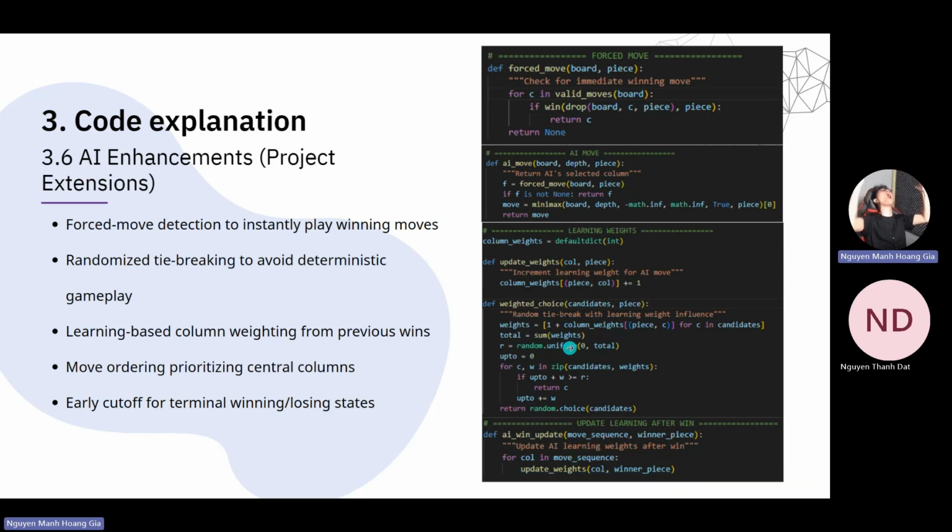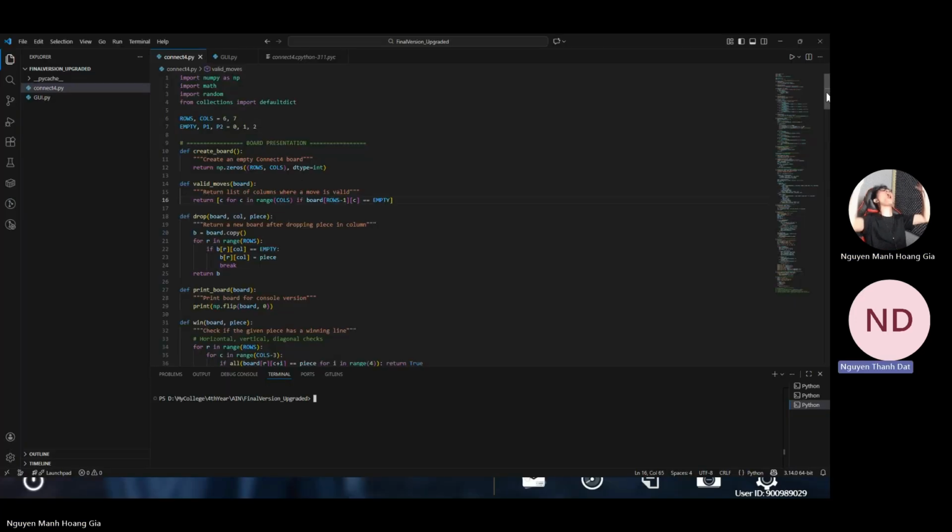So that's all for the code explanation part. Now let's move on to the demo section. So far, my teammate has explained the main part of our implementation, including the Minimax algorithm, AlphaBeta pruning, the heuristic evaluation function, and also the playable environment.